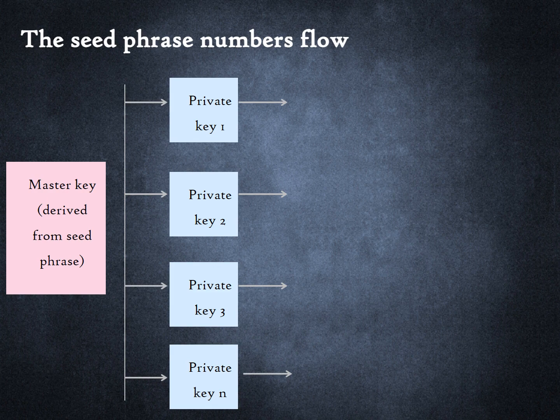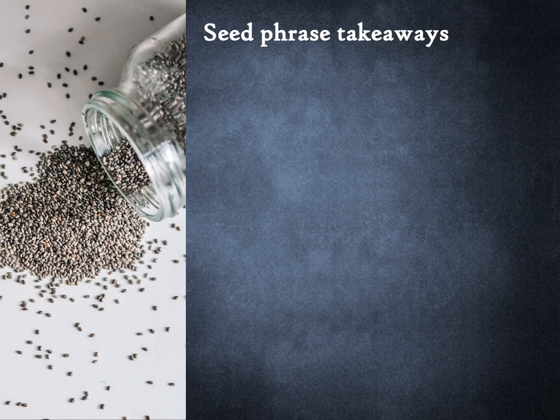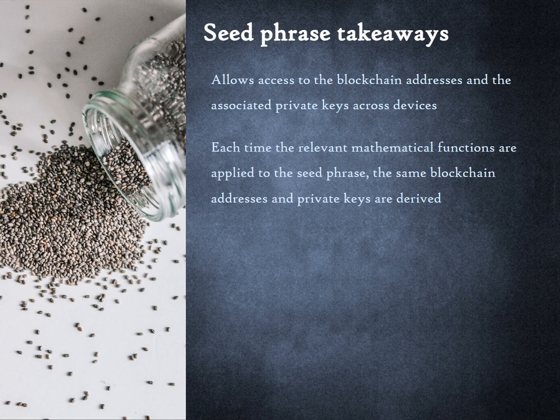The derivation of the public key and blockchain address from each private key is exactly the same as we discussed earlier. The seed phrase allows access to the blockchain addresses and the associated private keys across devices. The reason is that each time the relevant mathematical functions are applied to the seed phrase, the same blockchain addresses and private keys are derived. The seed phrase acts as a master key that allows access to all private keys.